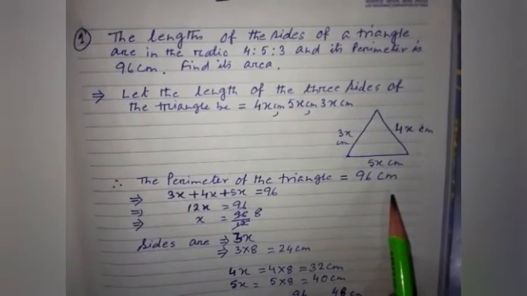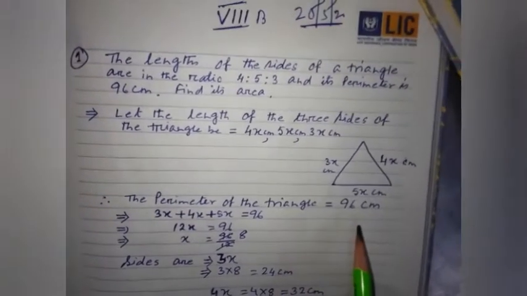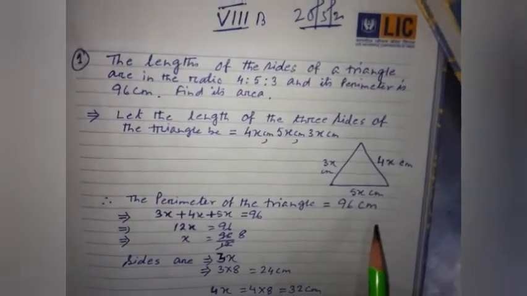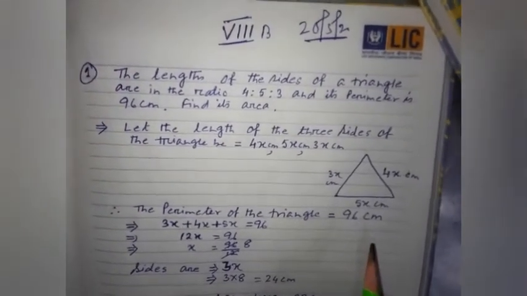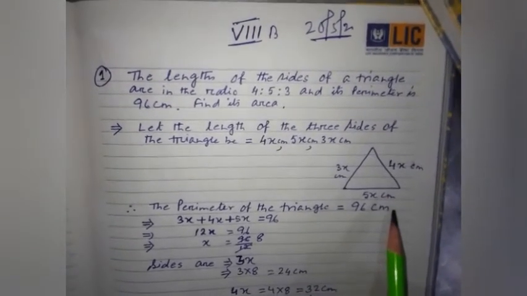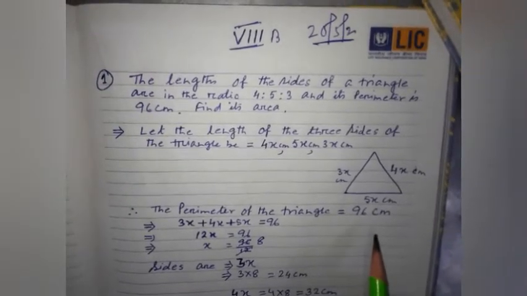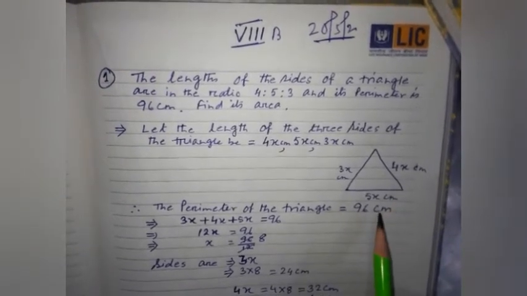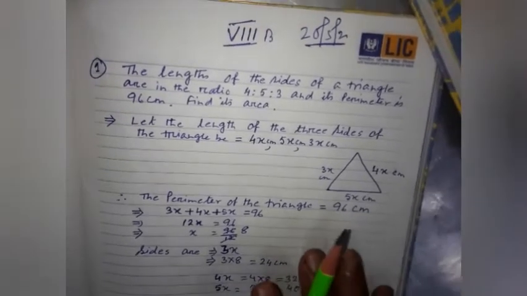Okay. And in the beginning, the first day only, I taught you what is a perimeter. I told you the perimeter of any figure is the total length of its boundary wall. So in a triangle, its boundary is covered by three sides. So the total length of all the sides together is called the perimeter of a triangle. Everything is known to you. I made it very clear.